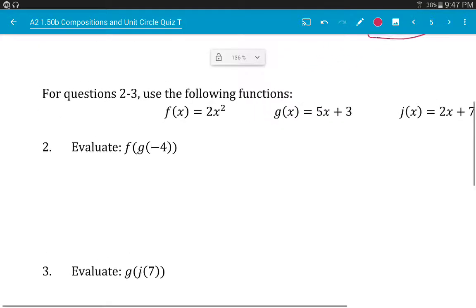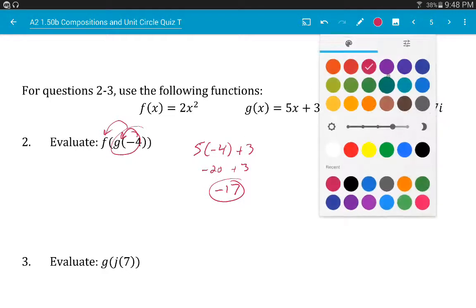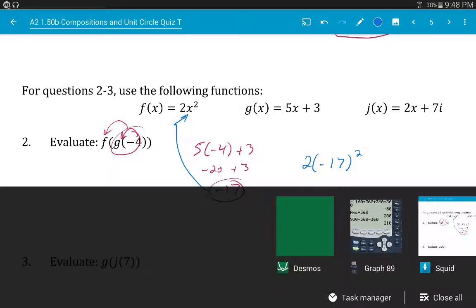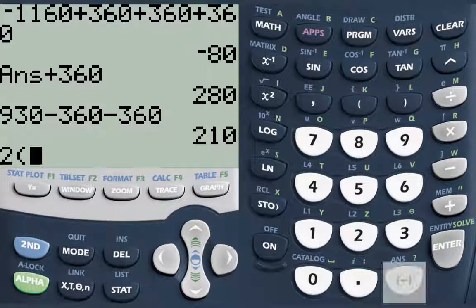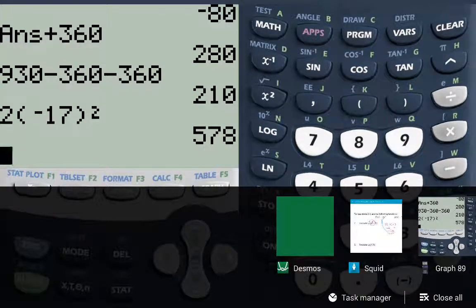Correct. Okay. Negative 4 goes into the g function, then whatever comes out goes into the f function, so I get 5 times negative 4 plus 3. That's going to be negative 20 plus 3, which is negative 17. That goes into the f function, so that goes into f right here. So I'm going to get 2 times negative 17 squared. Pull that over to my calculator. 2 times negative 17 squared is 578.